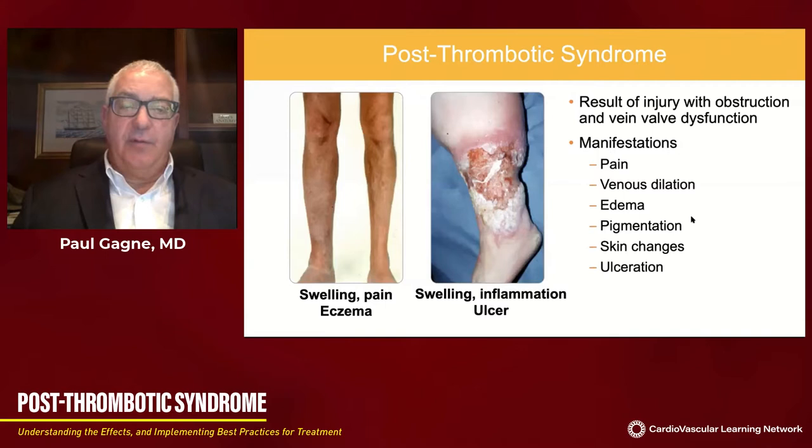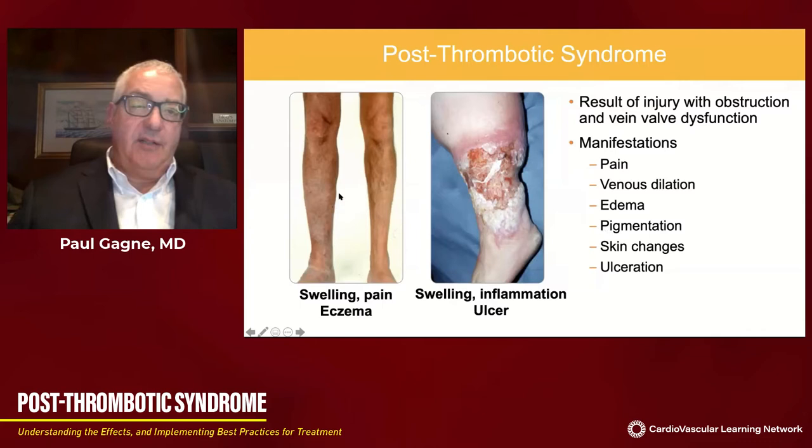This patient, less severe, with swelling and a sense of pain, maybe some skin inflammation. And then here, this patient with a severe wraparound ulcer who's weeping. You see the skin maceration here and the chronic inflammation. This is the combination of obstruction and vein valve dysfunction. The variety of the presentation clinically, however, is quite fascinating.